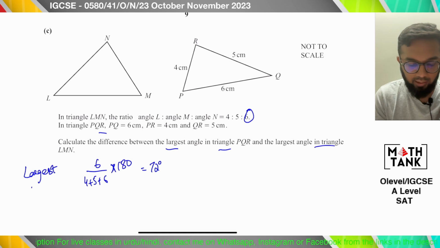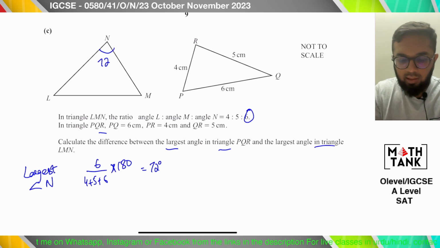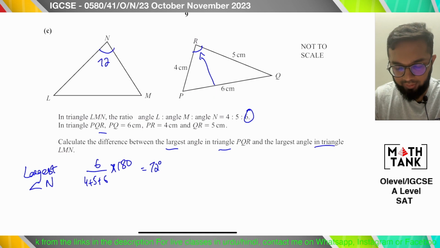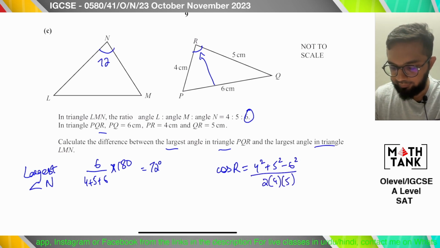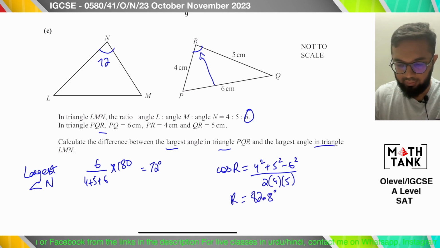Or largest angle N. I know that the largest is angle N. In this case, the largest would again be the one opposite the largest side, but I can only calculate this using the cosine rule. I'm going to say that cos R equals 4 squared plus 5 squared minus 6 squared, over 2 into 4 into 5. R equals 82.8 degrees.